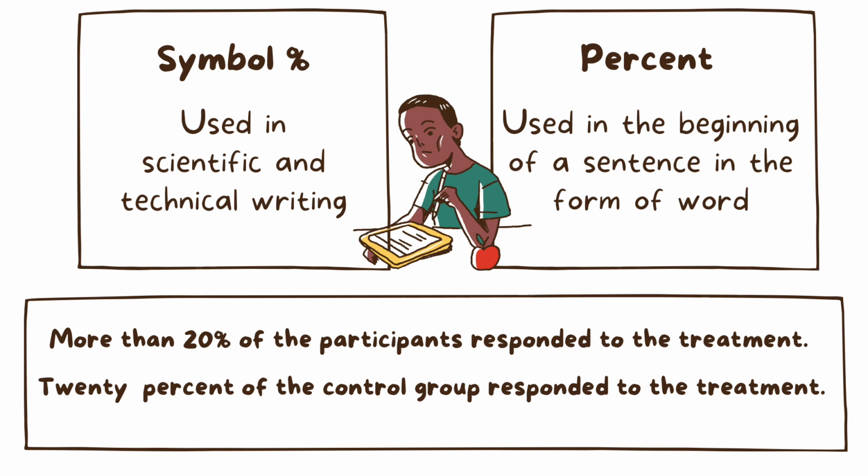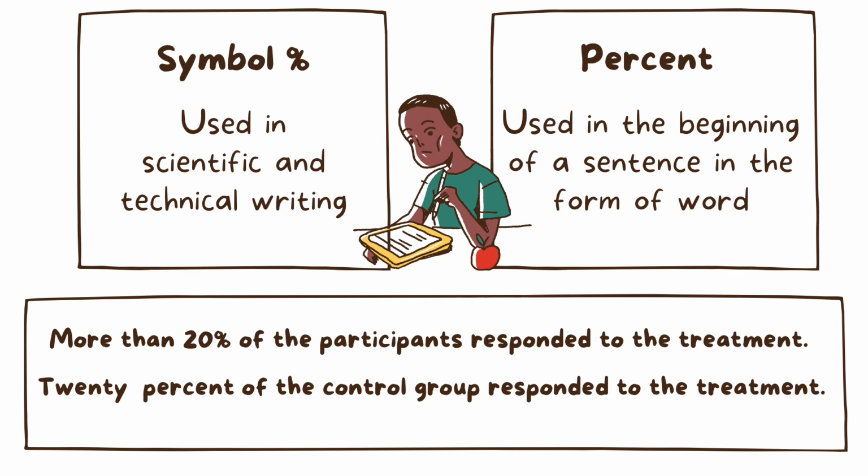Okay, I have two columns here. We have the symbol and the percent as the letter. The symbol is used in scientific and technical writing. For example, when you have the formula of certain subjects and then you write down the symbol.